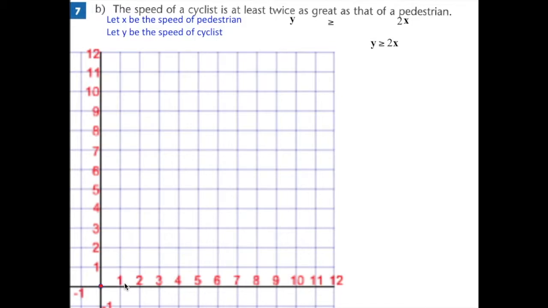So for every 1 I move over, I move 2 up. So 1 over, 2 up, 1 over, 2 up. So here's another point. You only need 2 points to draw a straight line. Because it's greater than or equal to, it's going to be a solid line, so I'm just going to make a solid line between those 2 points. And then since y is greater than or equal to 2x, we're going to shade above that line like that.